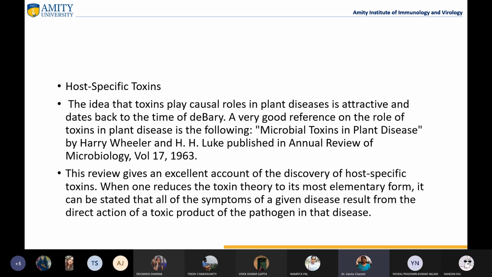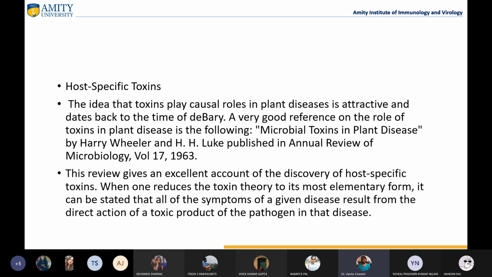Then we have host specific toxins also, right? The idea that toxins play causal roles in plant disease is very, very attractive. And Anton de Bary was the first person who started describing these things, right?